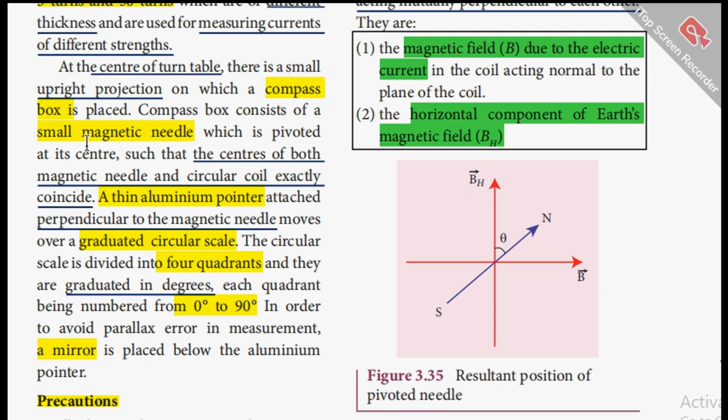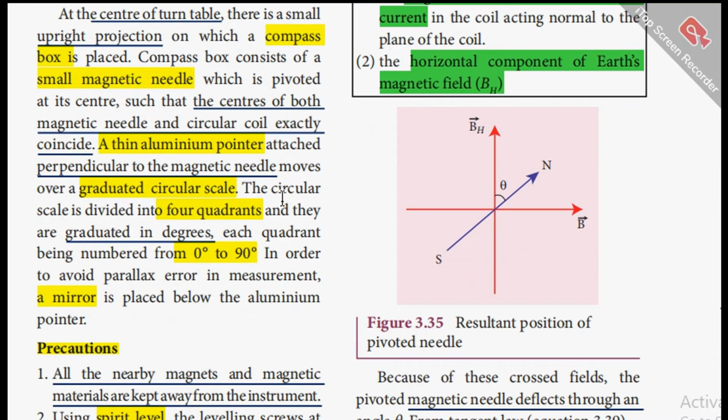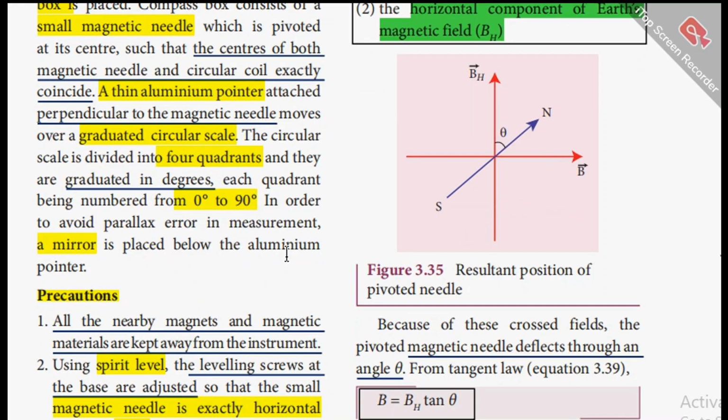The compass box consists of a small magnetic needle, which is pivoted at its center, such that the centers of both the magnetic needle and the circular coil exactly coincide. A thin aluminum pointer attached perpendicular to the magnetic needle moves over a graduated circular scale. The circular scale is divided into 4 quadrants, graduated in degrees, each quadrant numbered from 0 degree to 90 degrees. To avoid parallax error in measurement, a mirror is also placed below the aluminum pointer.